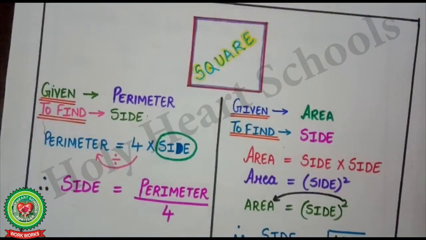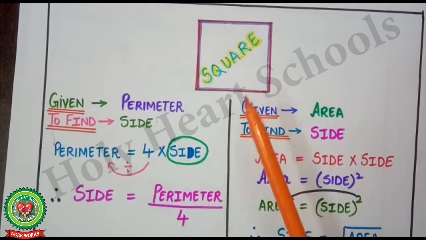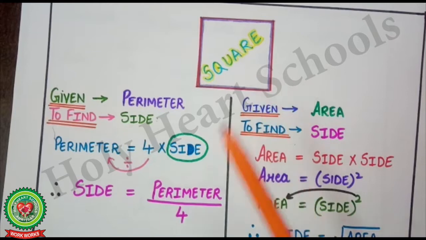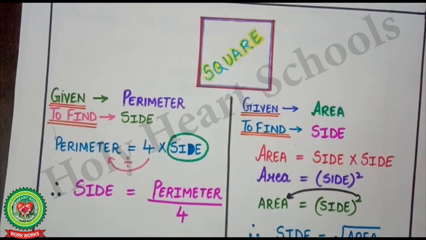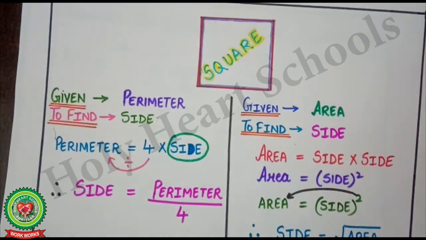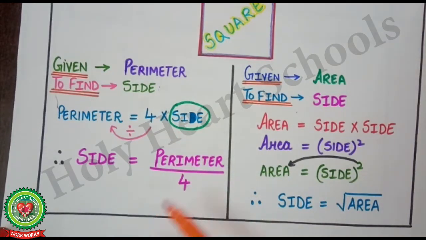Now, which figure is this? Square. As we have already done, if the side of a square is given, we know how to find its perimeter and area. But if the perimeter or area is given, how do we find the side? Here we know perimeter equals 4 multiplied by side. So, to find the side, we will divide the perimeter by 4.